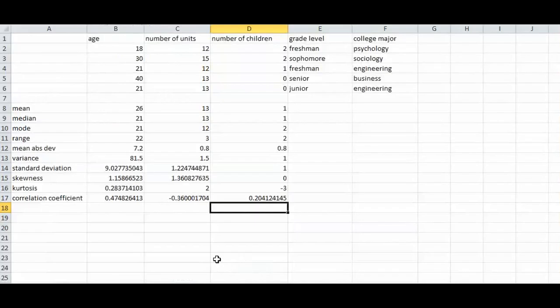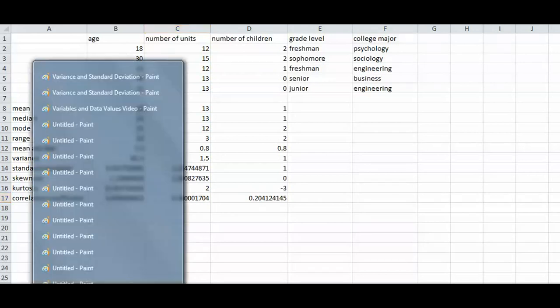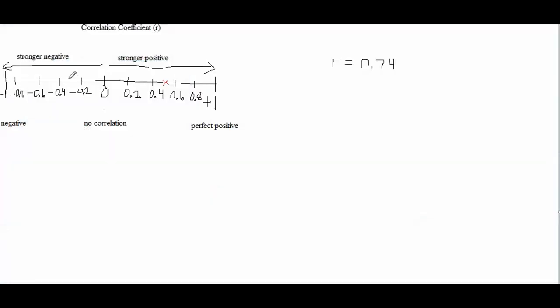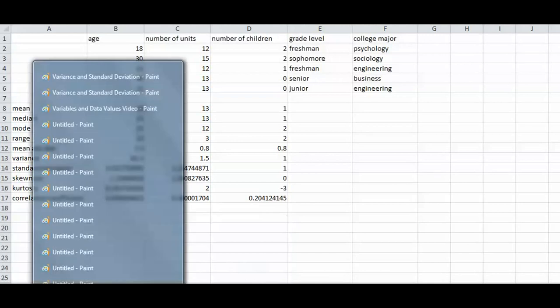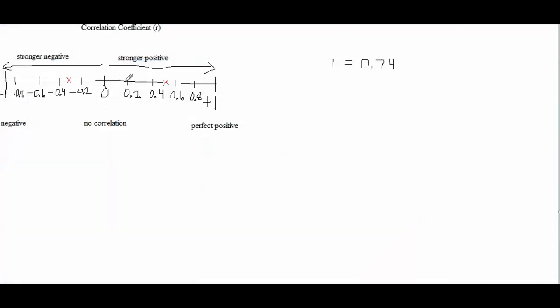The correlation coefficient for age and number of children was negative 0.36, which is about right here. And the correlation coefficient for number of units and number of children was 0.20, which is about right here. 0.2 is the same thing as 0.20.